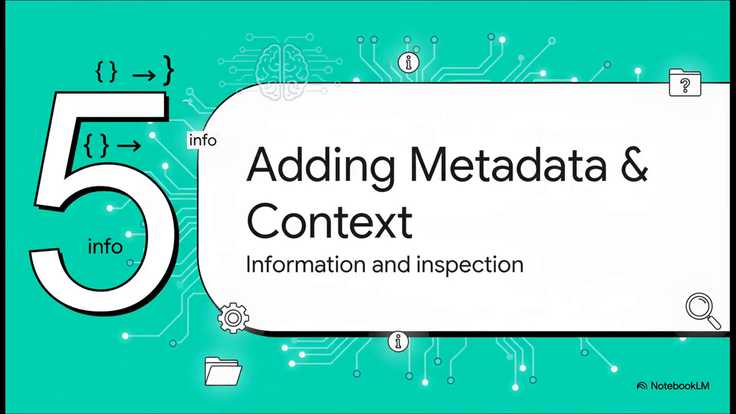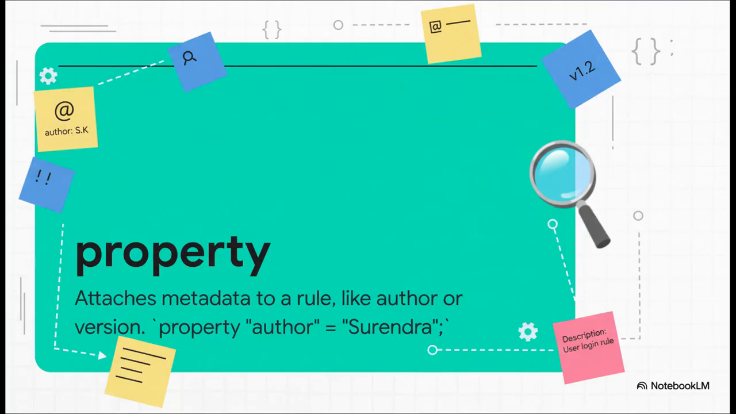We are in the home stretch now. This next section is less about the nitty-gritty logic and more about adding useful information to your rules, and this part is cool, peeking inside the engine to see what it's doing while it's running. I love this one. Think of the property keyword like digital sticky notes for your code. You can attach any kind of metadata you can think of, the author's name, a version number, a quick description of what the rule does. This is fantastic for documentation and keeping things organized, especially on big projects.